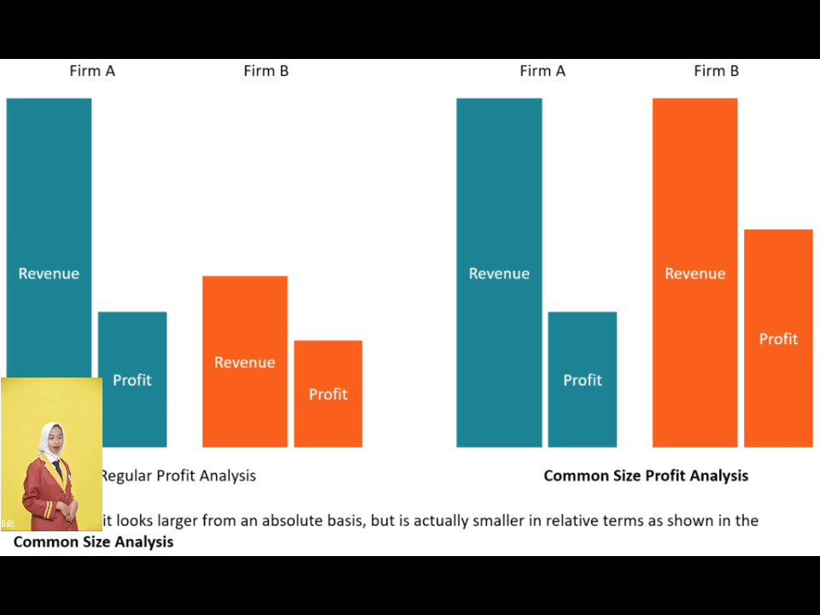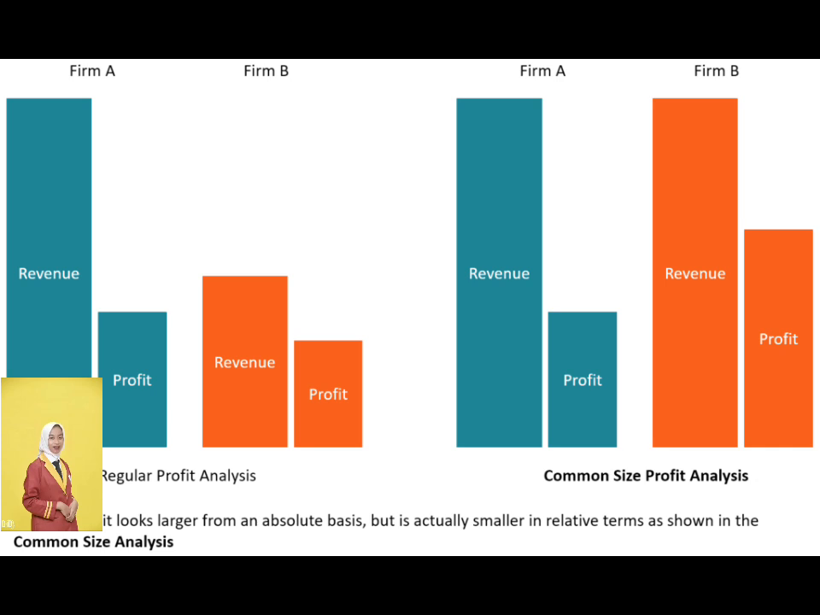Common size analysis offers a range of valuable benefits for both internal and external users of financial information. One of the main advantages is that it enhances comparability by standardizing all financial data into percentages, making it easier to compare companies of different sizes, or to benchmark a company's performance against industry averages or competitors. This standardization is particularly useful when comparing companies with different scales of operation, as it shifts the focus from nominal values to proportional structure.